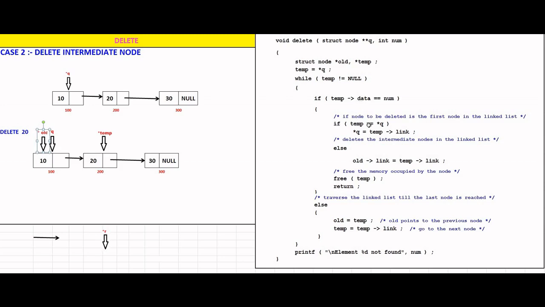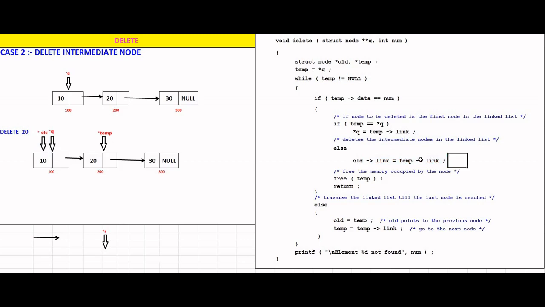If temp is equal to q, at this line we are checking whether you are going to delete the first node. Is temp equal to q? No. q is having 100, temp is having 200. So temp is not equal to q, so we go to the else part of this if. So we are going to perform this.